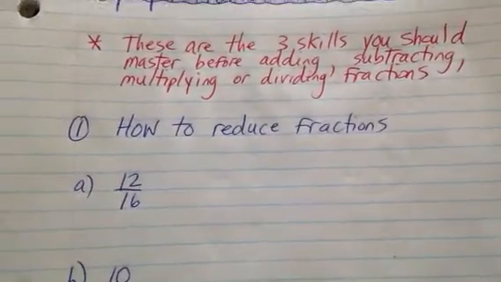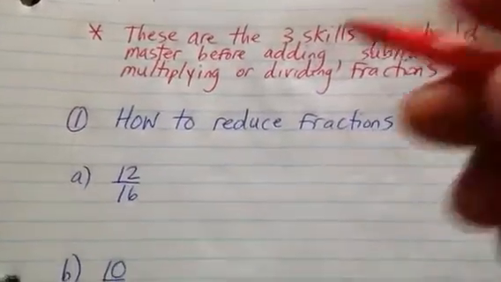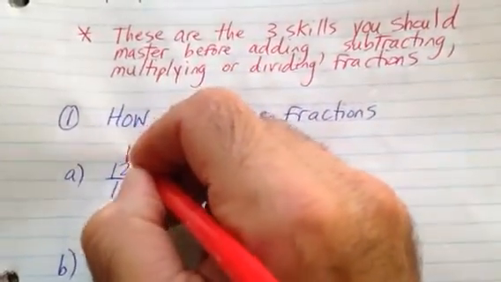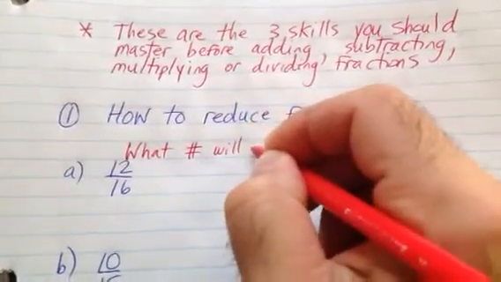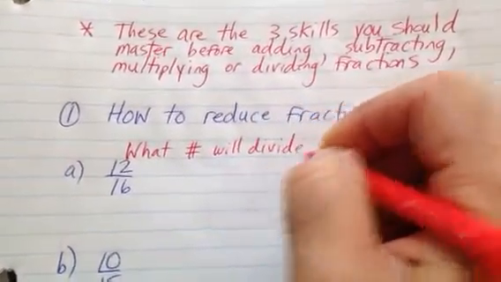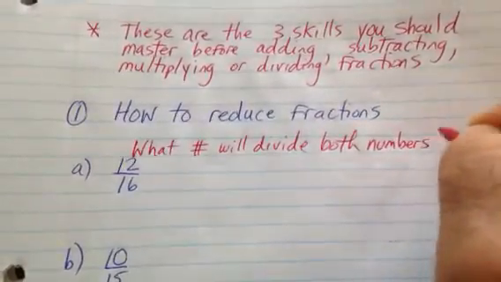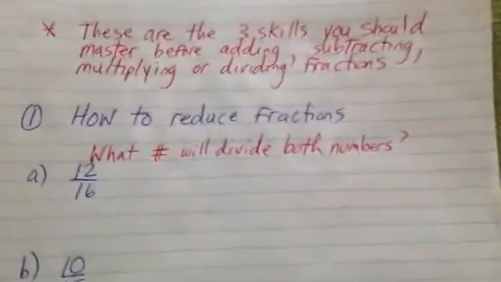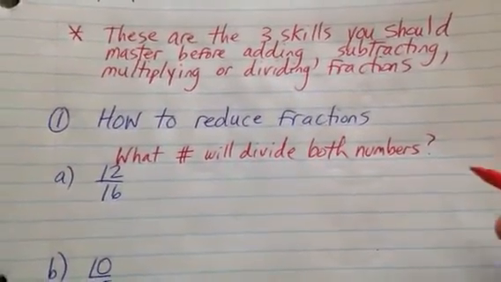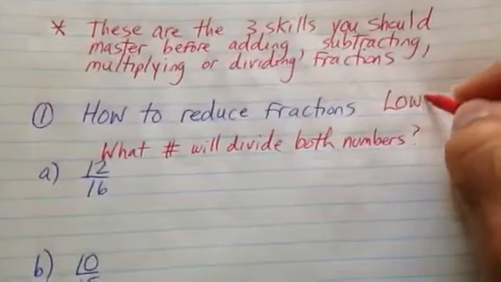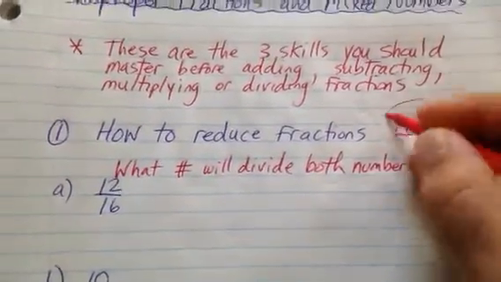First example, I have 12/16 right here. When you reduce a fraction, you have to ask yourself this question: what number will divide both numbers? And sometimes there isn't any number that will divide both. So we say that that fraction is in lowest terms. And that's what we want. We want fractions written in lowest terms.